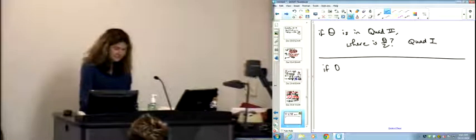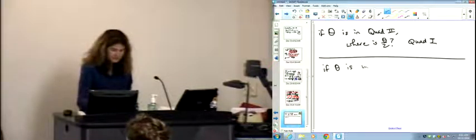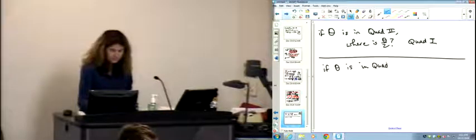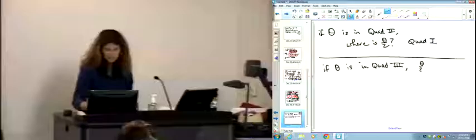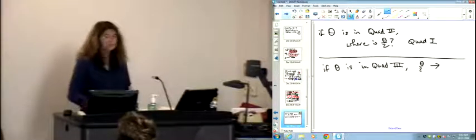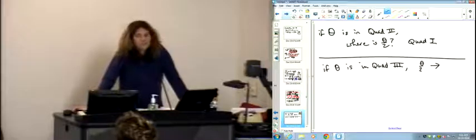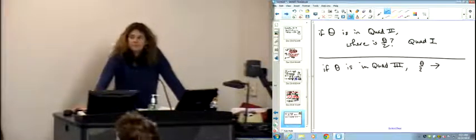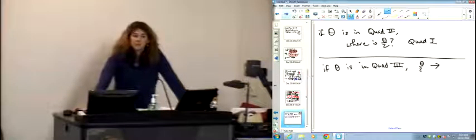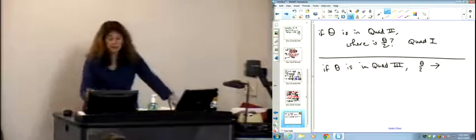All right. What if the angle ends in quadrant 3? Where's the half angle then? Where is it? Quadrant 2, right? It's going to be in quadrant 2.